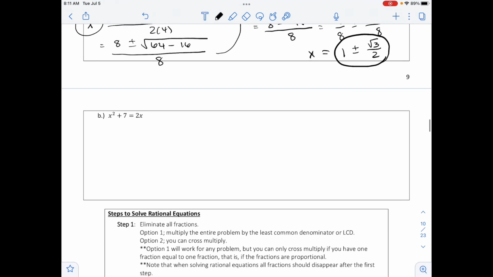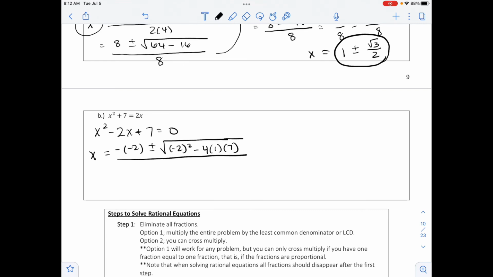Part B says x squared plus 7 equals 2x. And again, we need to rewrite this so one side is equal to 0. And now using our quadratic formula, it's also good to note that this is not able to be factored, like with part A. We weren't able to guess and check. Nothing multiplies to 7 and adds to -2. And using the x method wouldn't help either. So we have negative b plus or minus the square root of b squared minus 4 times a times c all over 2 times a.